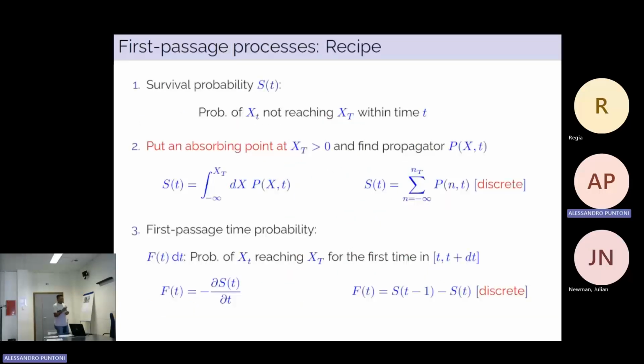So this is the traditional recipe. You search for the survival probability, that your x has not reached the target site within a certain time. How do you solve this problem? You put an absorbing site at your target point. When your particle reaches that point, your process ends, and this is your time. You put this absorbing point, find the propagator, and find the survival probability. Then you find the first passage time probability density from the survival probability, with a very simple formula: in continuous time it is minus the derivative, and in discrete time it is survival at t minus 1 minus survival at t.